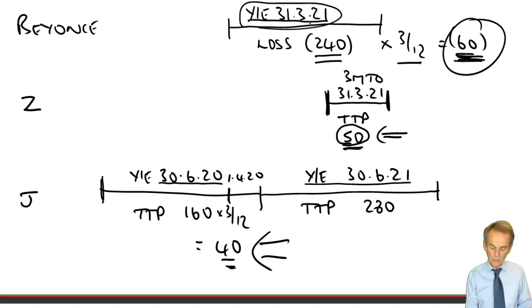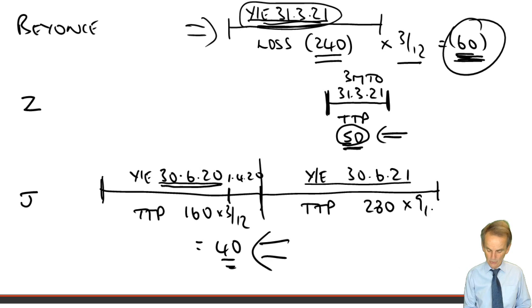So, if 3 months of Beyonce's loss-making period here, of the year ended March 21, is consistent with the year ended 30th of June 20, there are 3 months that correspond in relation to that particular period. Then, of course, it must be 9 months' worth of the year ended June 21. Well, of course it is. Beyonce's year end finished on the 31st of March 21. J's finished on the 30th of June 21, and therefore 9 months are consistent.